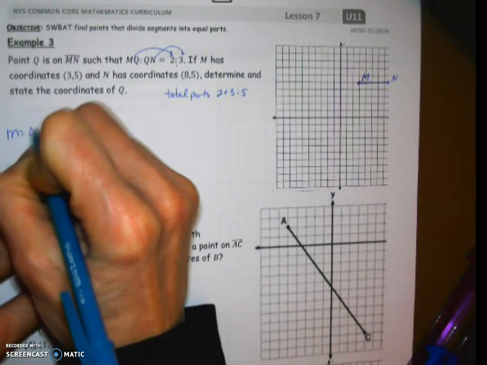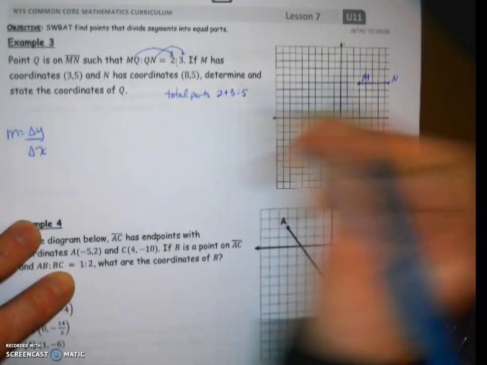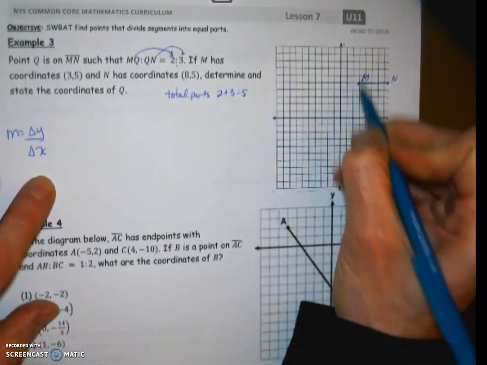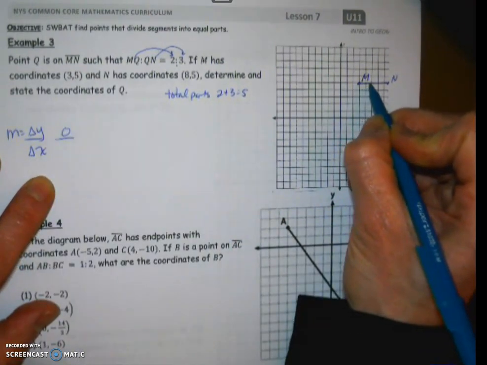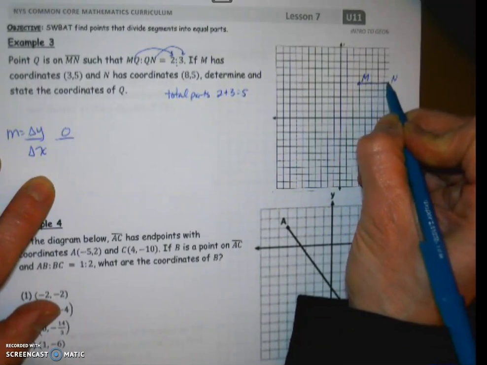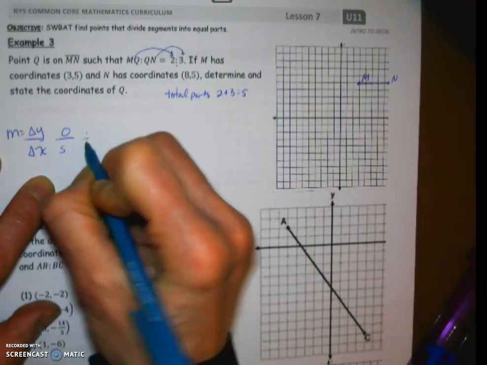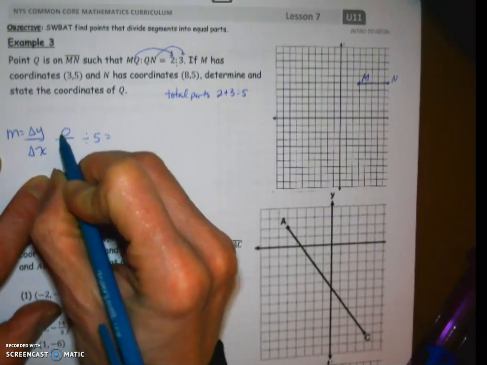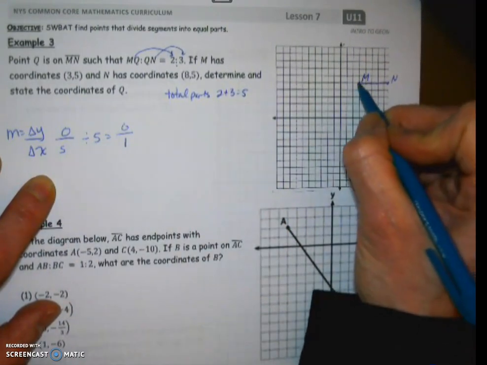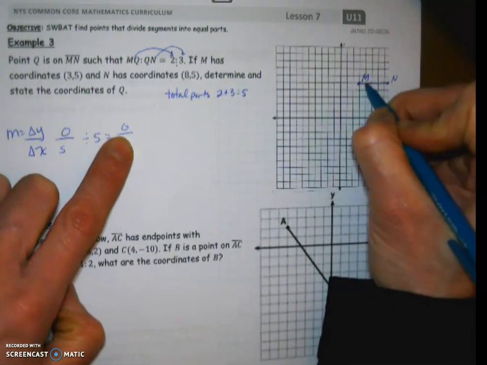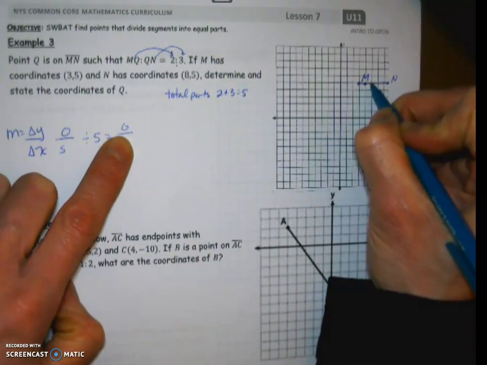Next, we're going to find the slope, the rise over the run. Well, from point M, we're not going up or down anywhere, so that's going to be 0. And then we're going over 1, 2, 3, 4, 5 units. And we want to divide each of these by 5. So 0 divided by 5 is 0. 5 divided by 5 is 1. So we're going to go 0 on the y-axis over 1 on the x.